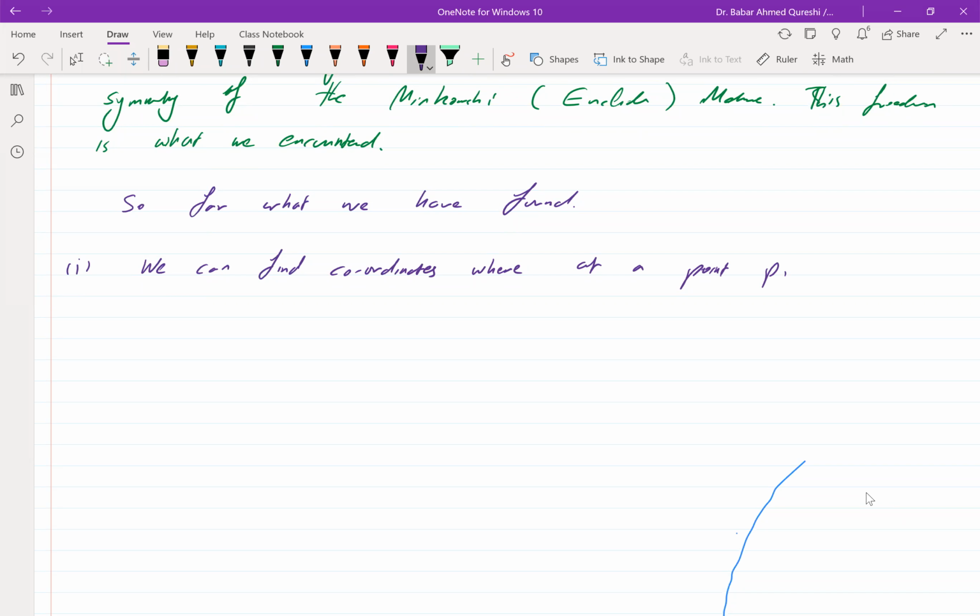Okay. So we can find coordinates where at a point P, g mu nu under this coordinate transformation goes to eta mu nu. But this may not be true at other points. We haven't proved that it will be true at other points.